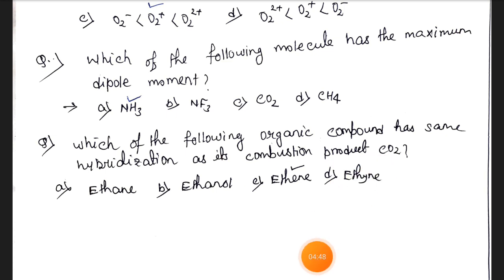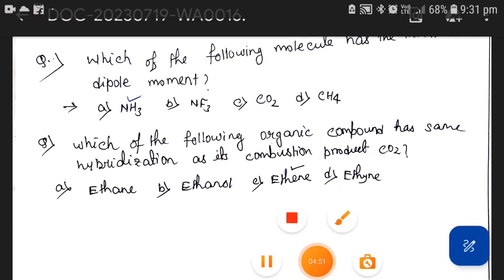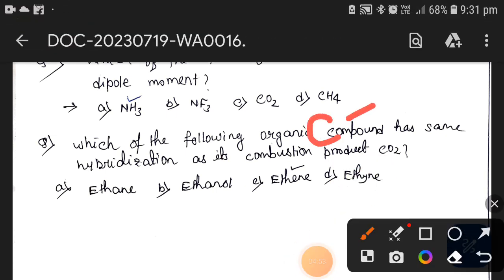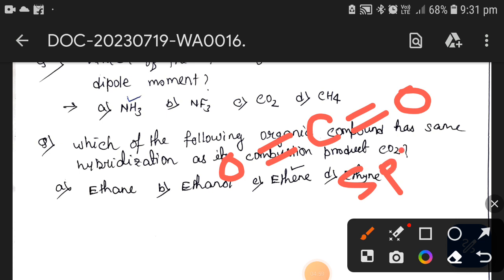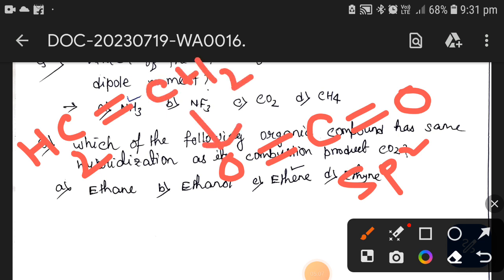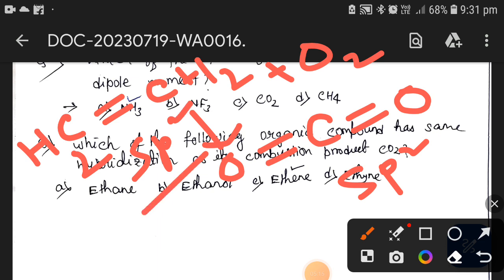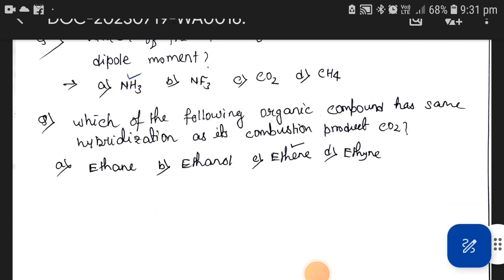So this is basically a conceptual question. This is CO2, which is sp hybridized. And you know that ethene is also a hydrocarbon molecule. So if we do the combustion reaction, then this takes place. Here the correct option is ethene.